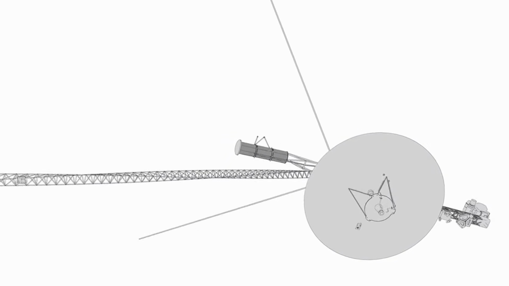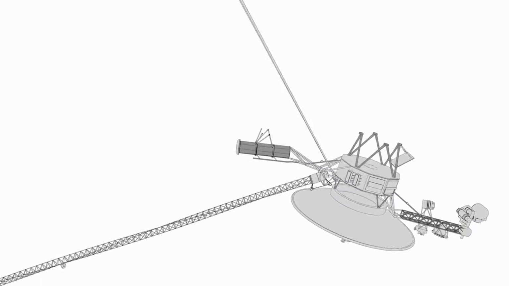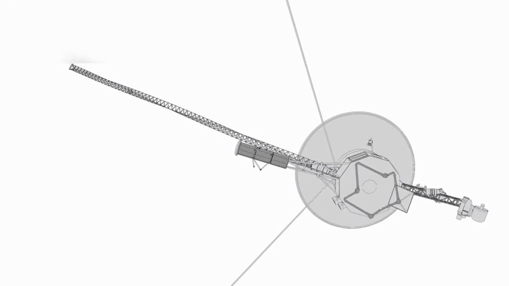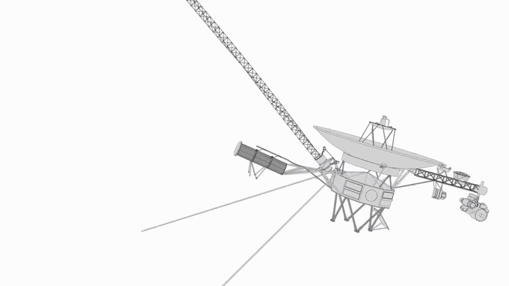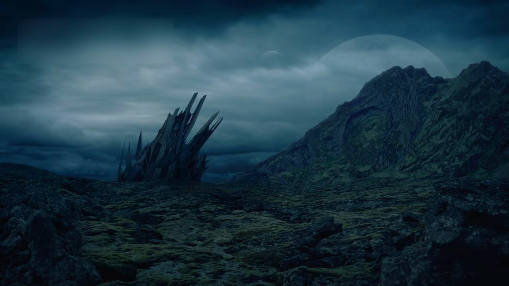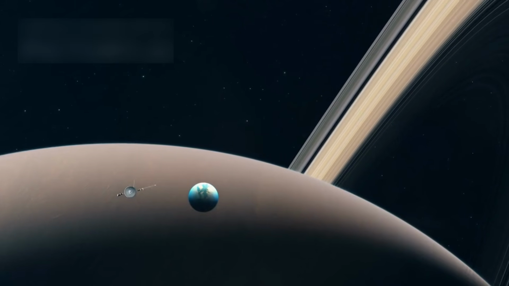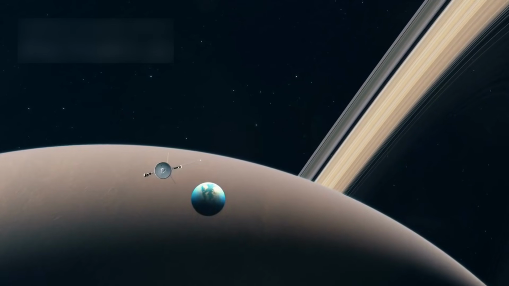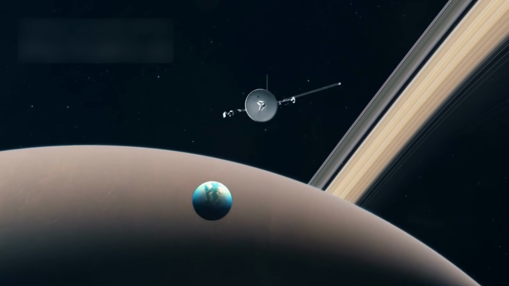The Voyager missions have not only reshaped our understanding of planetary science but have also revealed phenomena that were previously unknown. For example, they discovered lightning on Jupiter and hexagonal storms on Saturn, showcasing the dynamic and complex nature of these gas giants. The transition into interstellar space was not a sudden event but rather a gradual shift.